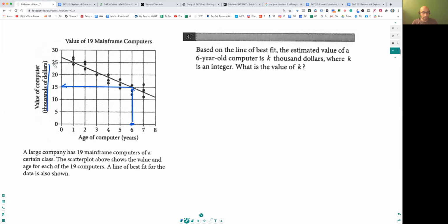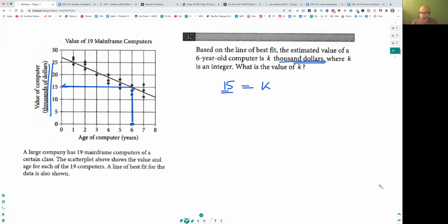Don't forget, this is not just 15, it is 15 thousands of dollars. And they're asked, what is K $1,000? So the answer is $15,000. So the answer is 15 is equal to K. That's the answer. Well done. Everybody got this answer. Great, I'm happy.